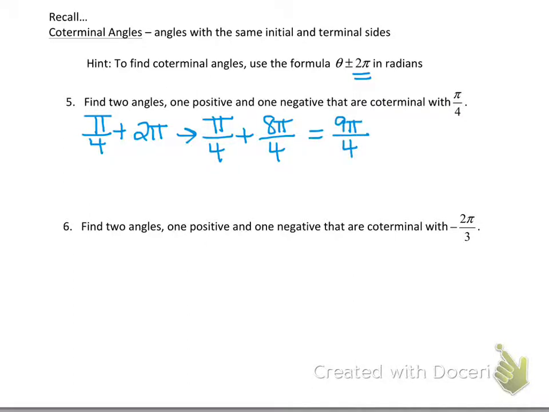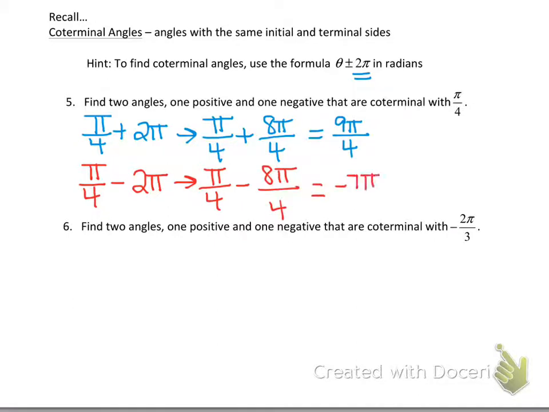Now, the negative one is the same thing, except I'm going to subtract 2 pi. Again, I need to convert, but now we have 1 pi minus 8 pi, which gives me negative 7 pi over 4.